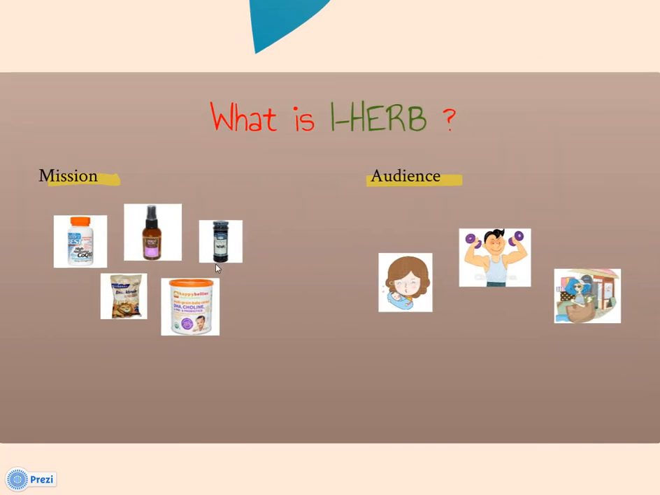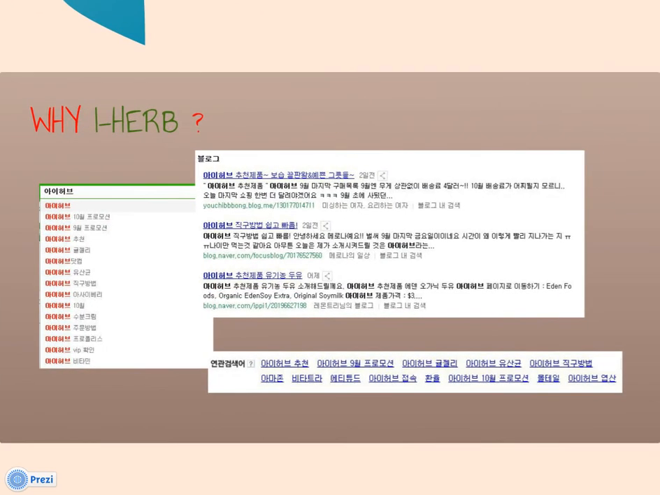What is the mission and main audience of iHub? The mission is making a profit from users who come to this web page. The main audiences are young men looking for supplements, young women looking for cosmetics, and housewives looking for groceries. As you can see, many people use iHub.